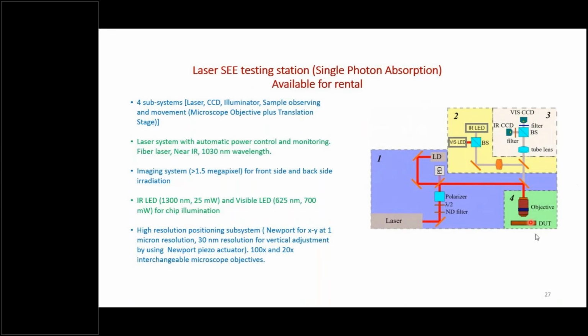And finally, you have the microscope objectives and translation stage. For the microscope objective, we have 20 times and 100 times Mitutoyo objectives, high quality microscope objectives. And the translation stage is a Newport translation with roughly 1 micron resolution. In the vertical direction, we have 30 nanometer resolution because we basically have some kind of piezo actuator there.